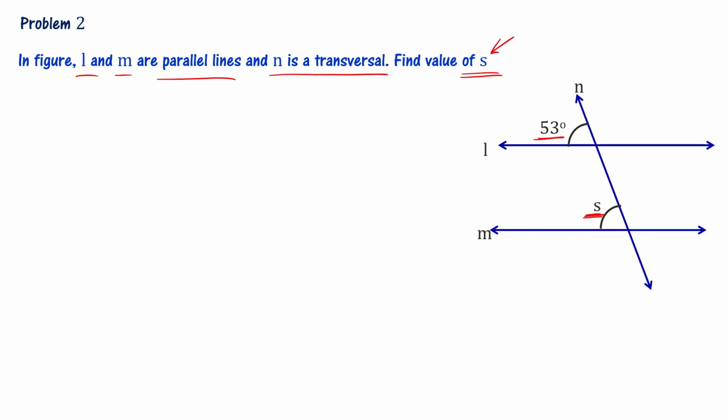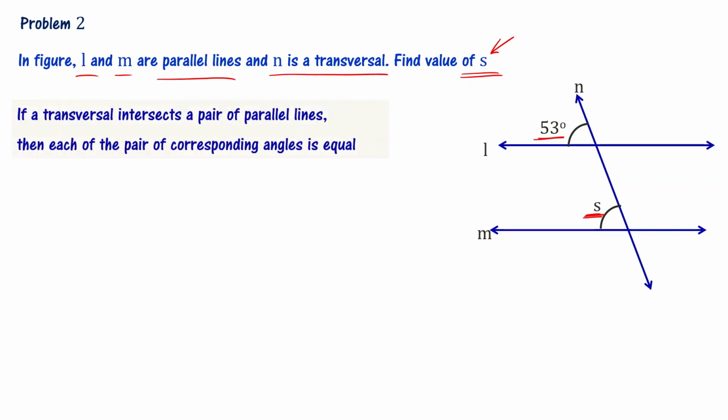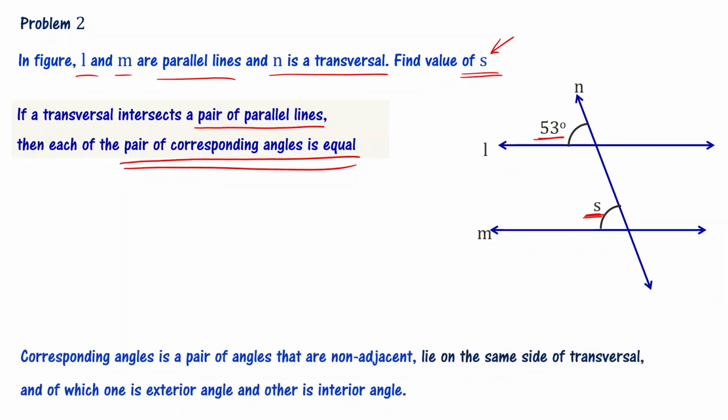You should recall right away, these two are corresponding angles, right? If a transversal intersects a pair of parallel lines, then each pair of corresponding angles is equal. These two are corresponding angles, right? What does the definition of corresponding angles say? They lie on the same side of the transversal and they are non-adjacent, and one of them is exterior and the other one is interior, right?